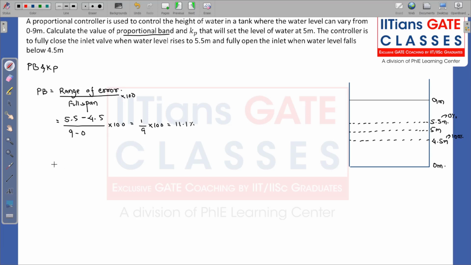So this is in percentage I have calculated. So percentage of proportional band is equal to, remember, 100 by Kp. Over here we have this as 100 by 9, so 100 by 9% is equal to 100 by Kp. So the value of Kp comes out to be 9. So this is my answer for this particular question. A very, very simple question which was asked in your previous year GATE exam.